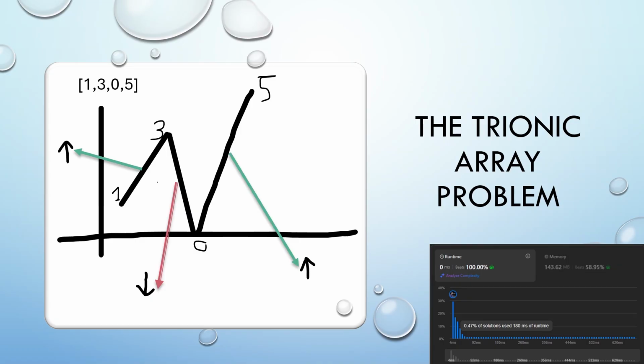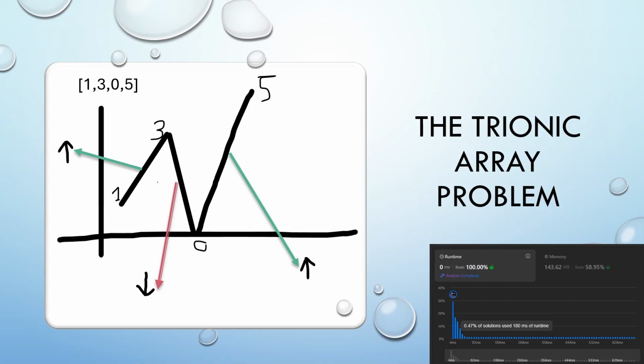For an example, on the picture we can see the array 1, 3, 0, 5 is having one Trionic subarray. 1 to 3 is strictly increasing, 3 to 0 is strictly decreasing, 0 to 5 is strictly increasing again. So we can say we have one Trionic subarray present in this array.